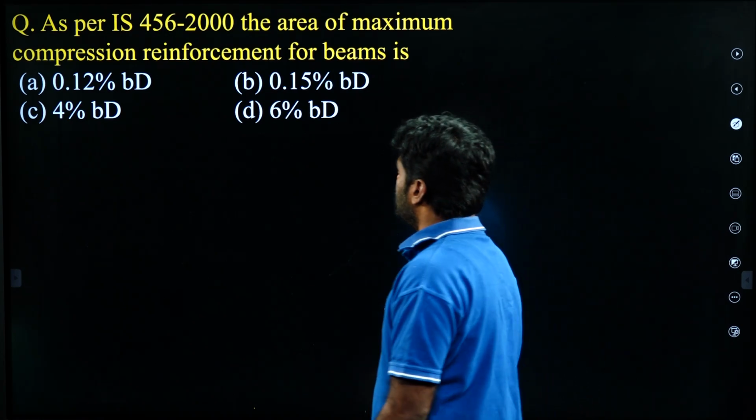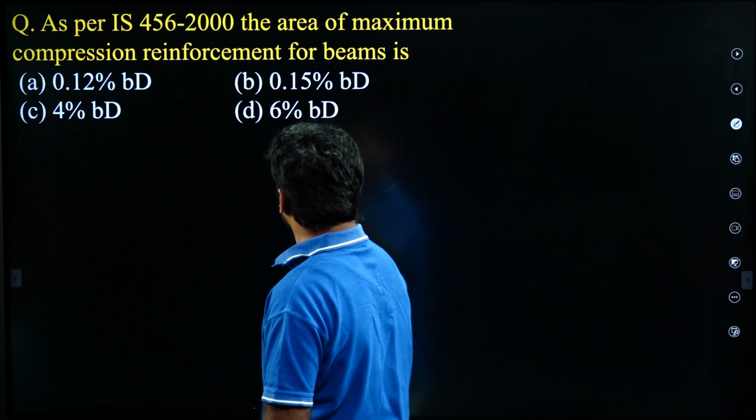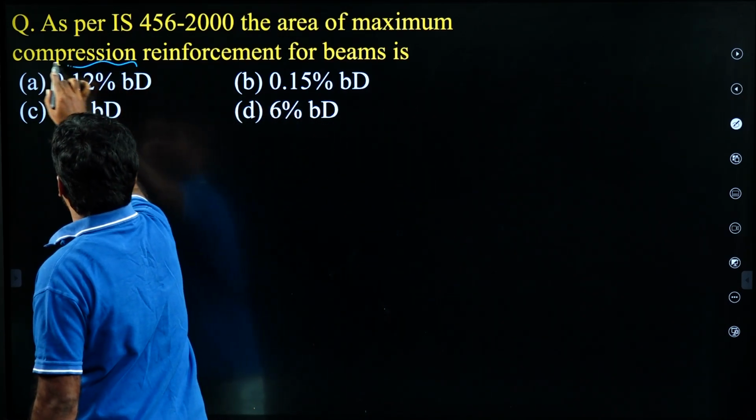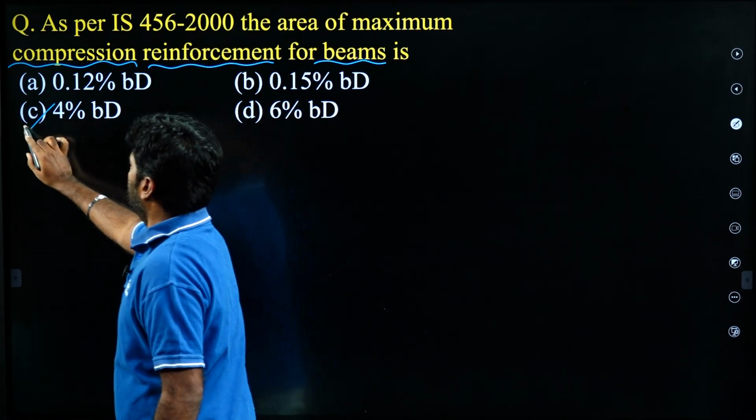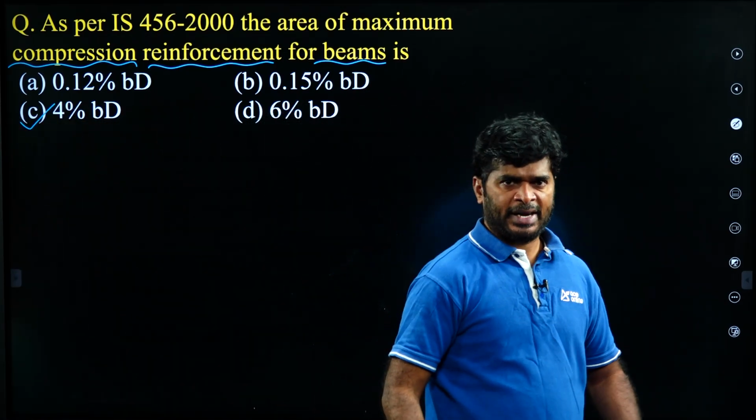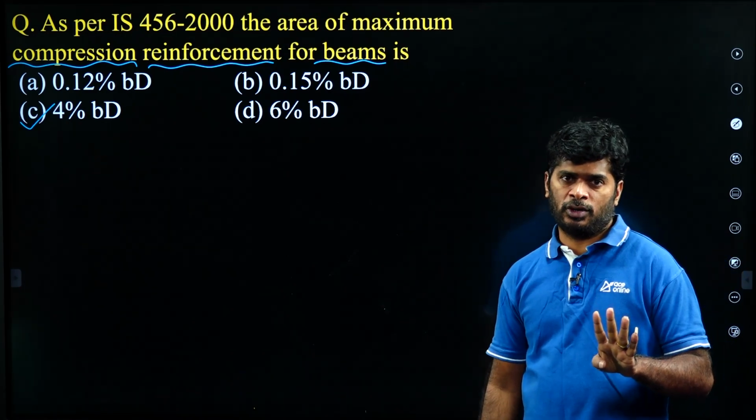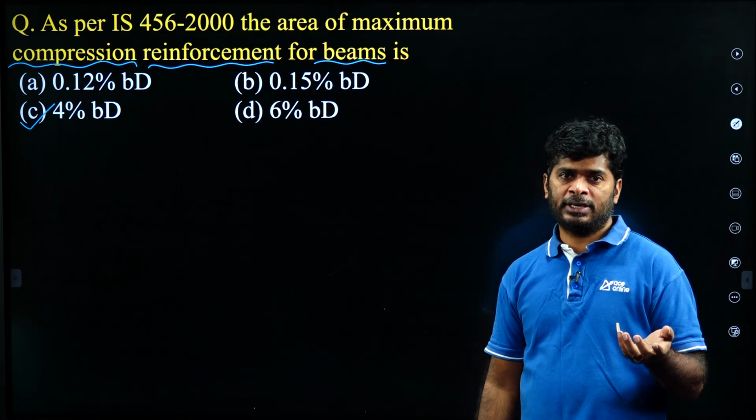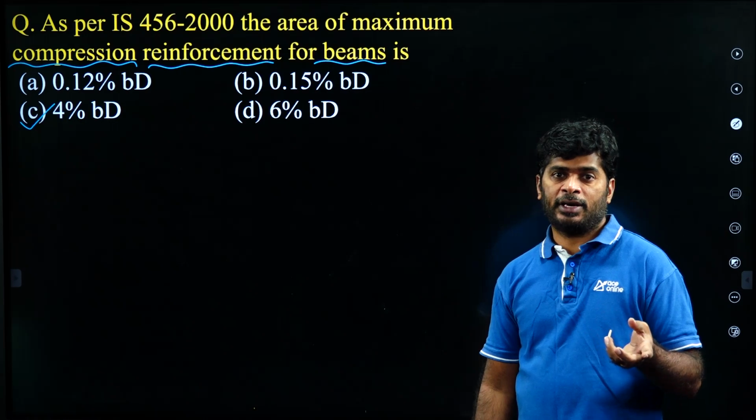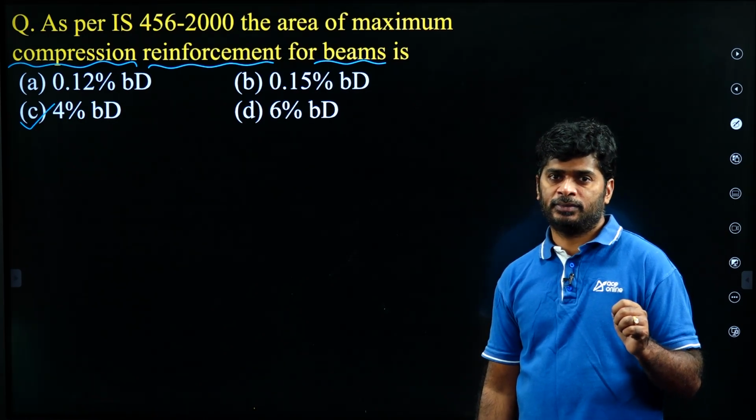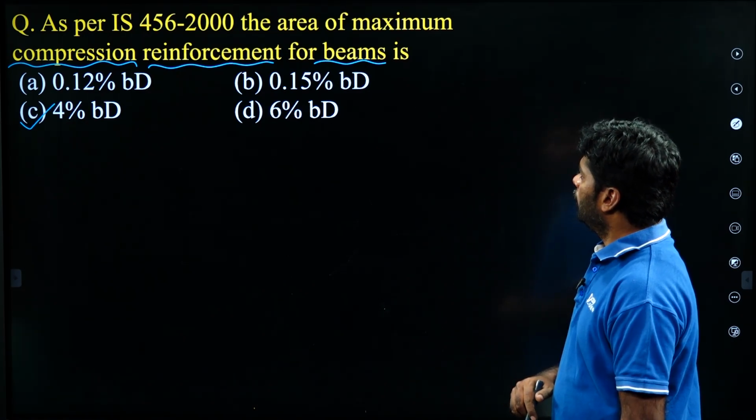As per IS 456-2000, the area of maximum compression reinforcement for beams is the same, 4%. In the tension zone, we provide 4% maximum steel. In the compression zone also, maximum steel you can provide is 4% only. If you provide more than 4%, then practical difficulties arise, such as compaction of concrete and placing of steel, which are difficult. So, do not cross the maximum steel limit. Next question.